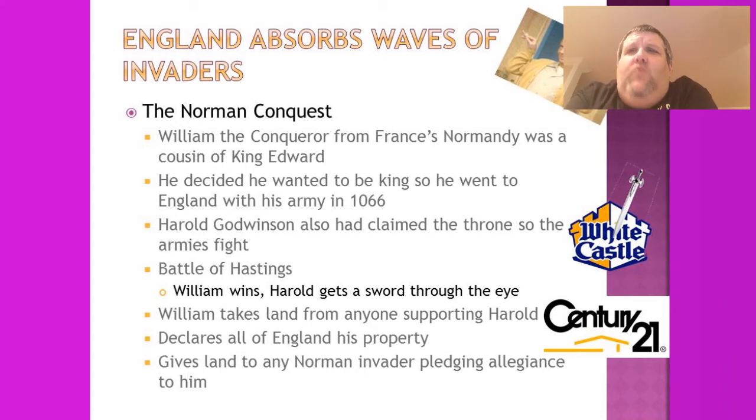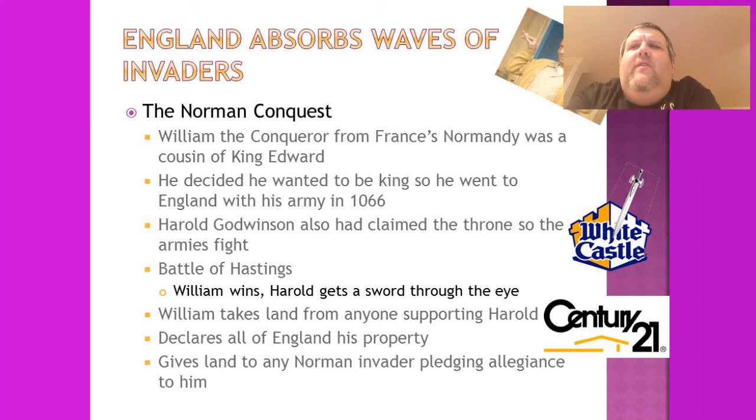And so he comes across with his army, of course, to England, and he says, hey, this was my cousin, I'm the king now. And there's another man named Harold Godwinson, and he says, no, you aren't even English here, you need to go away. I am the one who's going to be the king. And so they have a battle, and the two armies fight. This is the Battle of Hastings, and what happens is William is going to win, and Harold winds up getting a sword through his eye. So it pays to be the winner, I suppose, and not the loser in this battle.